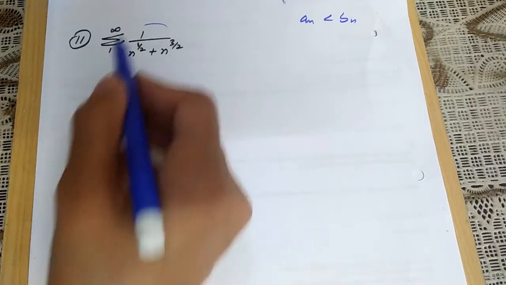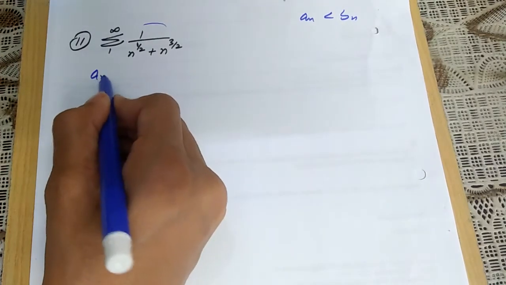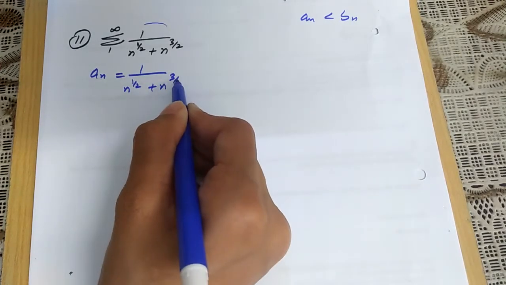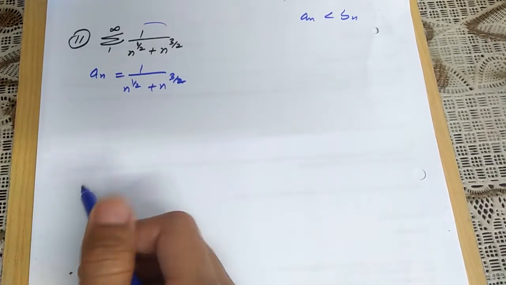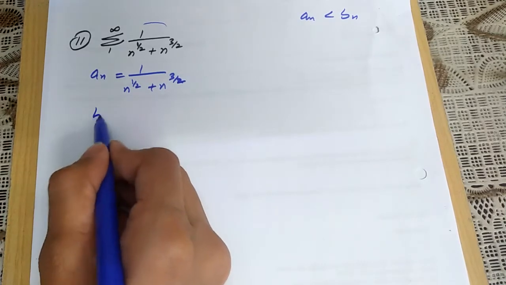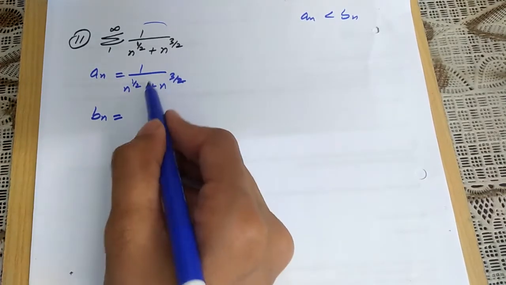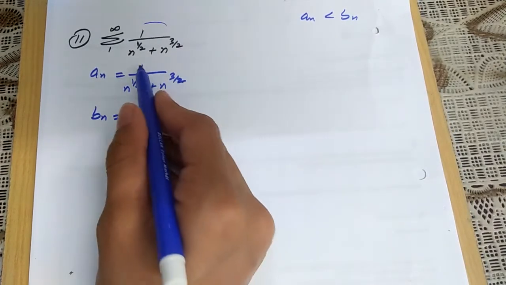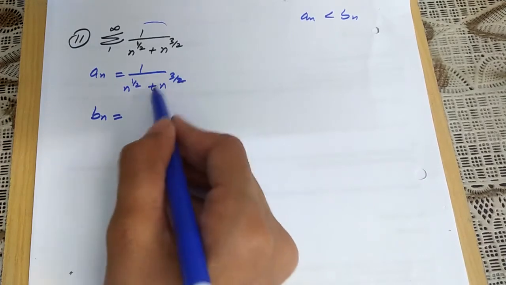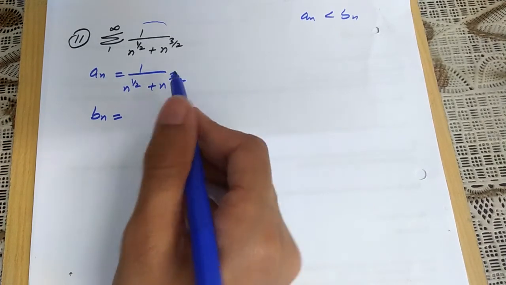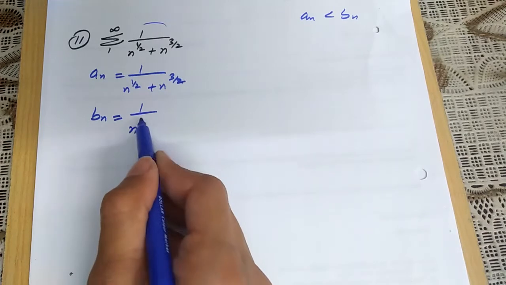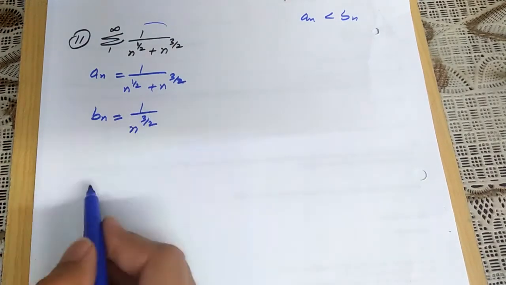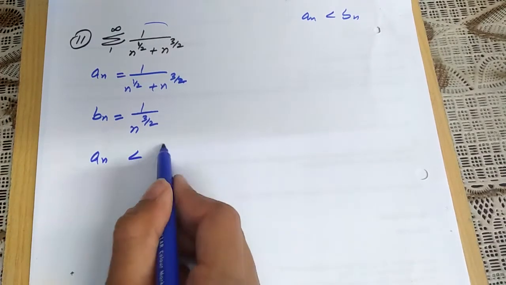For that purpose, let an here is 1 over n raised to power 1 over 2 plus n raised to power 3 over 2. Mostly our bn term is whatever we have in our denominator. If it is in 1 over this form, then we can take 1 over this highest power of the denominator. That is 1 over n raised to power 3 by 2. So an is less than bn here.